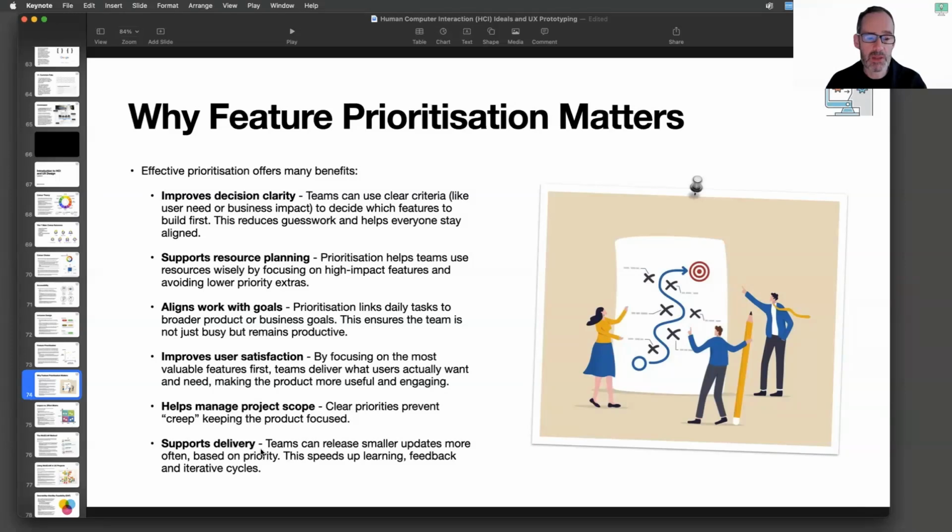Ultimately, prioritization supports delivery, and this can help speed up the learning that needs to happen as part of the design process, and also these iterative cycles. So you remember that word again, where we're going in this circle, and it's that circle of improvement. So lots of benefits to prioritization. Important to know how to do it. So let's look at a couple of different ways.